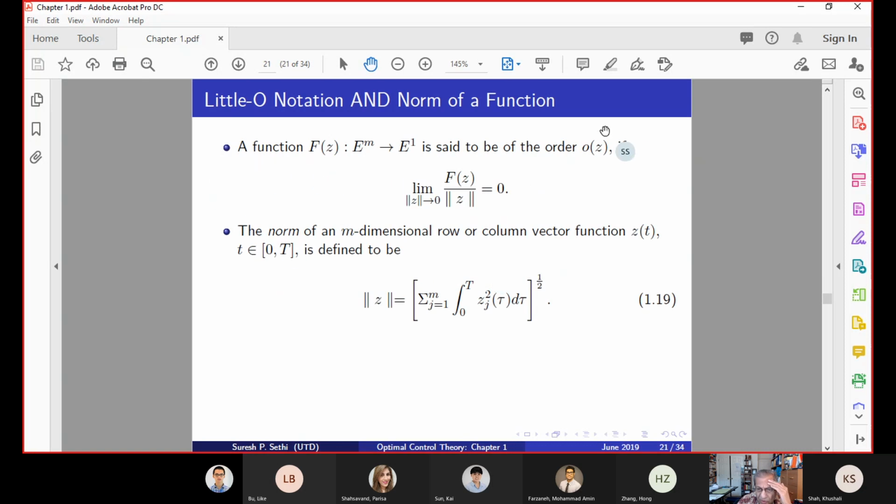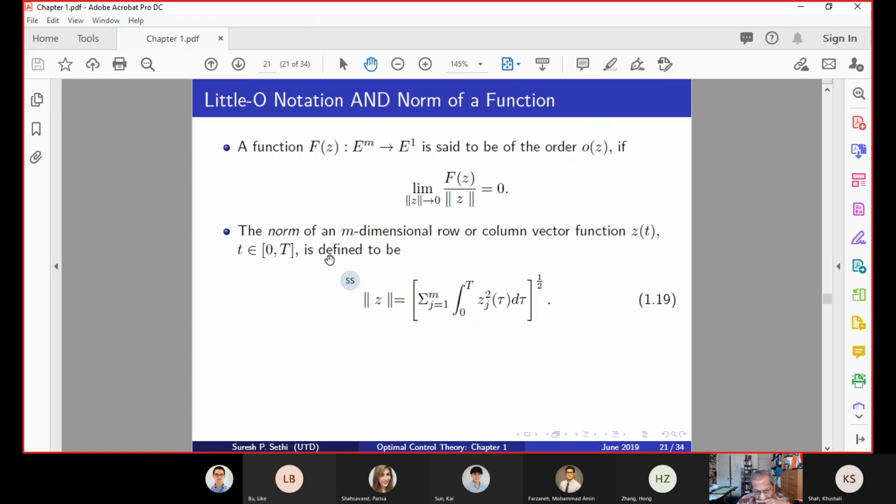We need a function of order small o of z, called little o of z. That is a function such that if I take the division with respect to the norm of z, then the limit as z goes to 0 is equal to 0. Look at, for example, z squared. Then z squared divided by the norm of z will go to 0 when z goes to 0, because z squared is a higher order than z. So that's called little o of z.